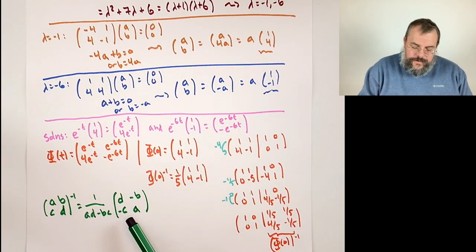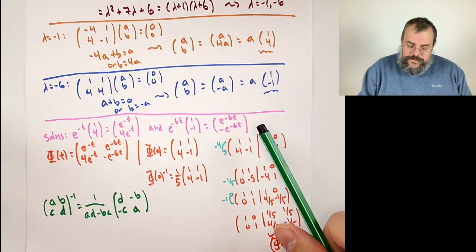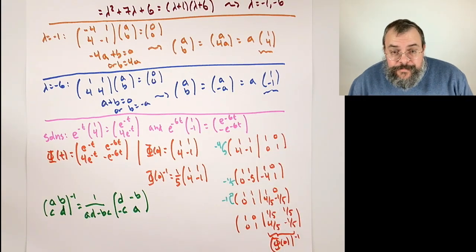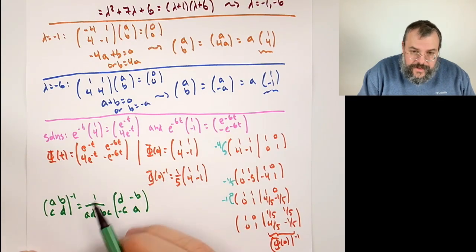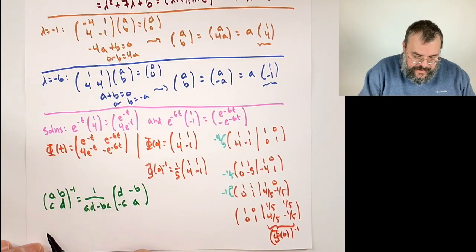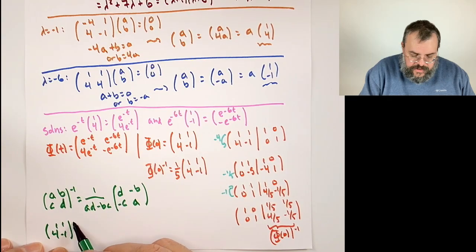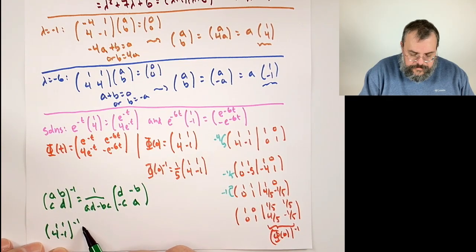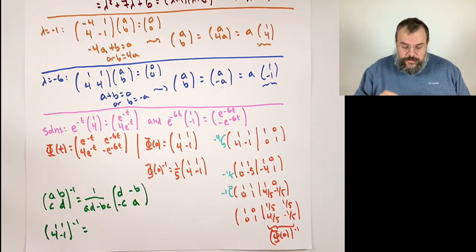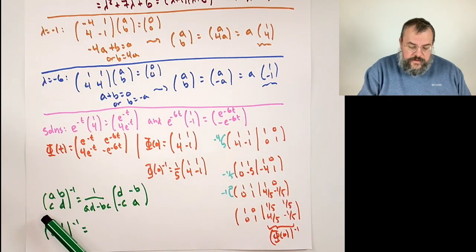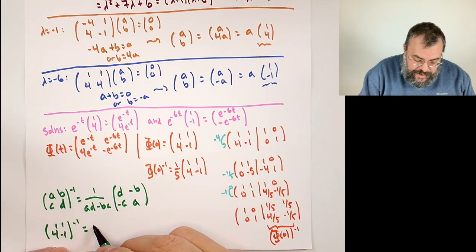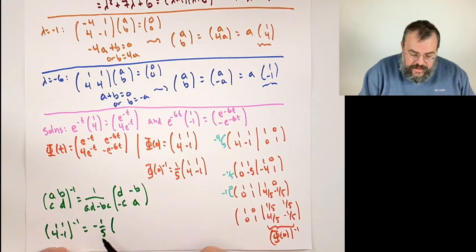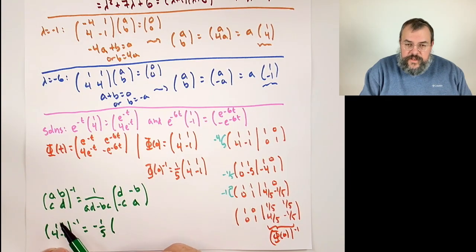So if you memorize the formula, that works great. If you remember the process, that works great. Now you might say, well, wait, does that actually work? Well, let's try it here. So if we're after the inverse of 1, 1, 4, minus 1, what would that tell us to do? Well, we take 1 over the determinant, so it's minus 1 minus 4. So it's minus 1/5. And now swap the entries on the diagonal.